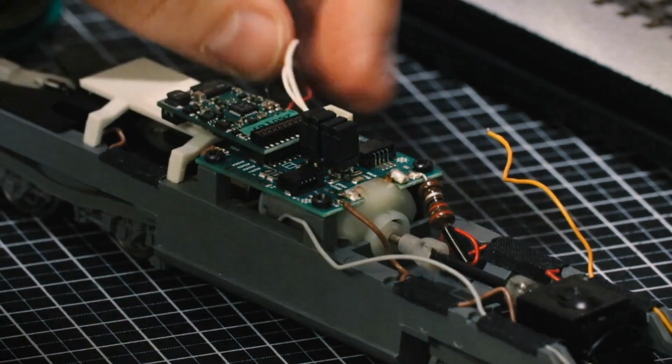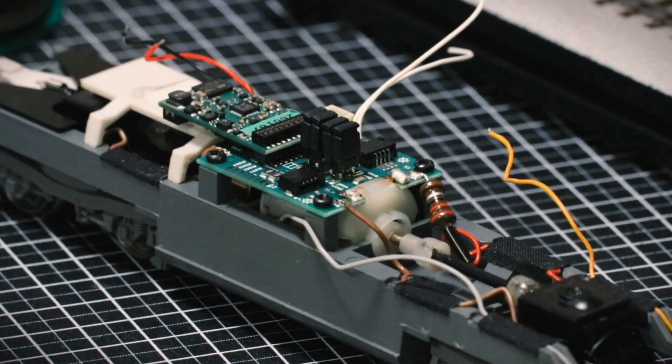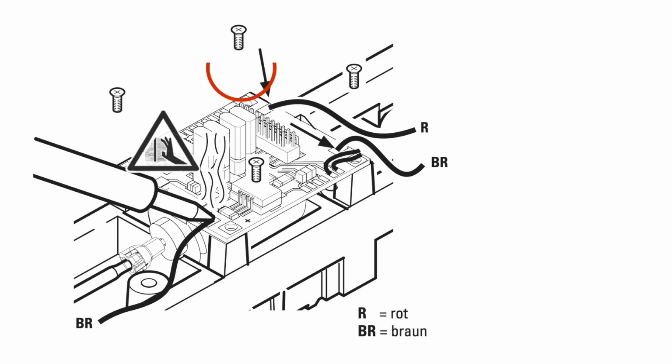To solder it securely, you can of course remove the decoder again. So, now a quick look at the instructions to see where everything needs to be soldered.